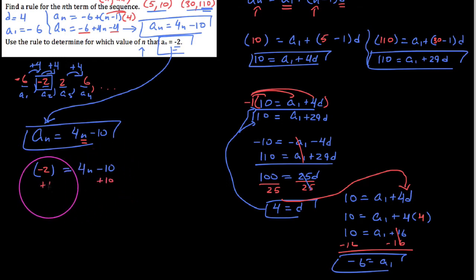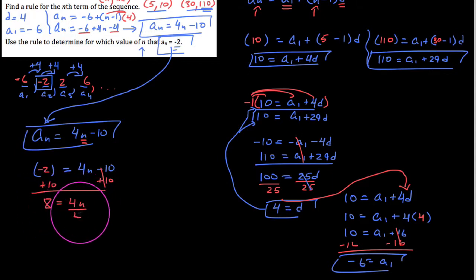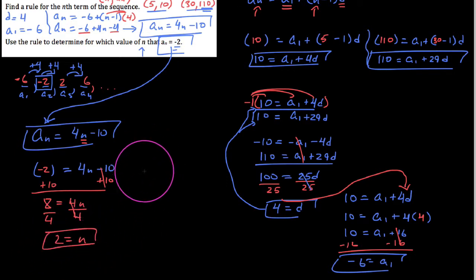It's just an algebraic equation, a two-stepper. We add 10 to both sides here. We get 8 is equal to 4n, and then we can discover the value of n by dividing both sides by 4. And it must be the case that it is the second term in the sequence. That is, the second term in the sequence has a value of negative 2, or we could say a2 is the one that had a value of negative 2.